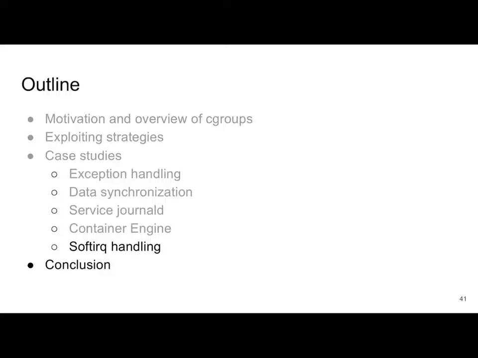Now we have finished exception handling, data synchronization, service journal, and container engine exploitation, and how we can abuse them. And now we're going to see how software interrupt handling can affect CPU utilization, memory utilization and IO throughput, and how it can affect the victim container performance.